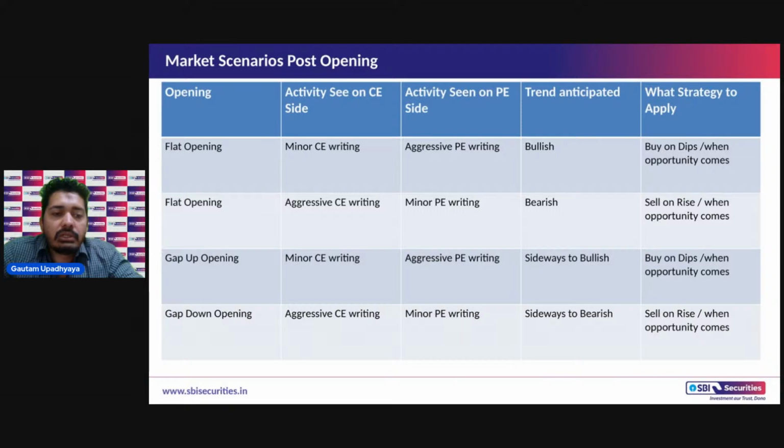Likewise, if after a gap up opening there is aggressive call writing, that means that the traders are not expecting any continuation of the momentum on the upside. So that is the reason there is aggressive call writing being witnessed, and it can give an indication that there could be a slight correction in the next few minutes or so. So it is important to observe the OI data. It gives you a good understanding of how traders are taking positions in the market.